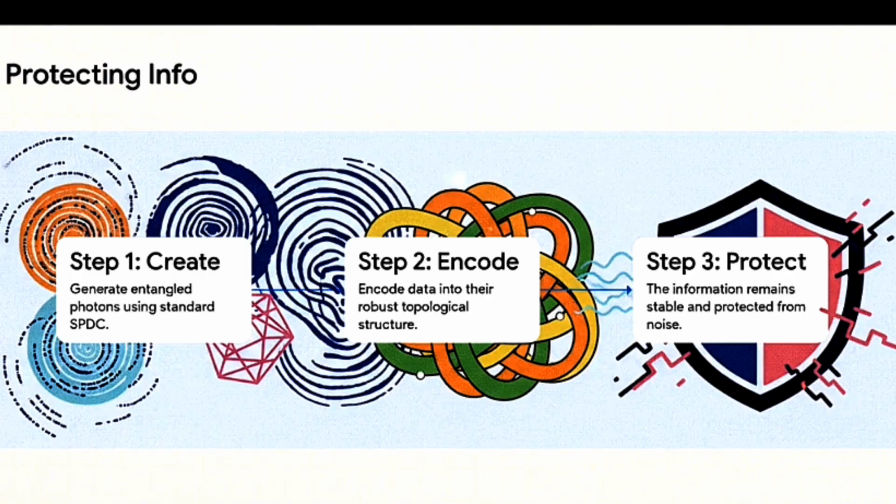So how does this give us a new way to protect quantum information? Well, the whole process is just beautifully simple. Step 1, you create your entangled photons using the same old standard SPDC method. Step 2, you encode your information, your data, into one of these super robust topological structures. And finally, because that structure is like an unbreakable knot, it stays stable, it resists all that outside noise, your precious quantum information is protected by the fundamental shape of light itself.